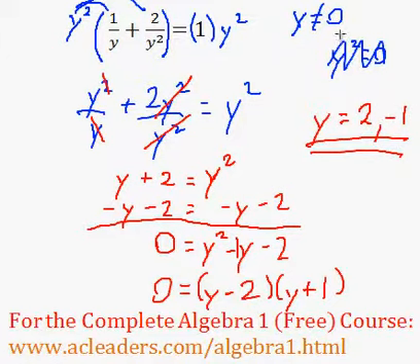Neither of them are 0, which is our only restricted value. Therefore, we're done, and both these solutions are good. 2 and negative 1.